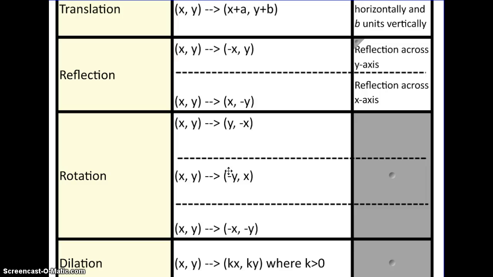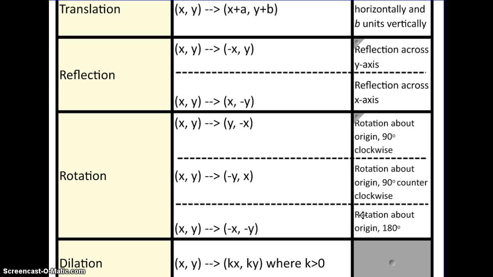And then rotation, there are actually 3 different types, okay? First off, in the first type, you're going to flip x and y and make your x negative. In the second, you flip x and y, but this time y is negative. And in the third, you keep x and y where they are, but you make them negative.